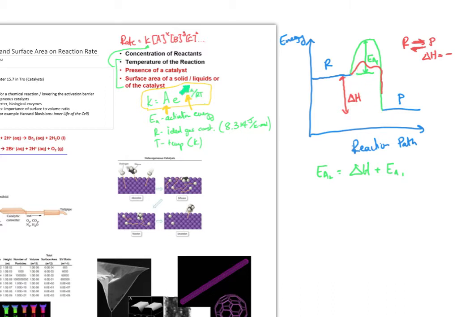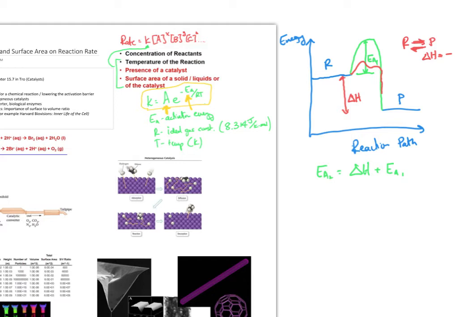Now, because EA is in the exponent, e to the minus EA over RT, a small change in activation energy is going to result in a large change in k. Just like a small change in temperature results in a large change in k. So if we drop this thing by 50%, we're going to have a huge increase in the rate.